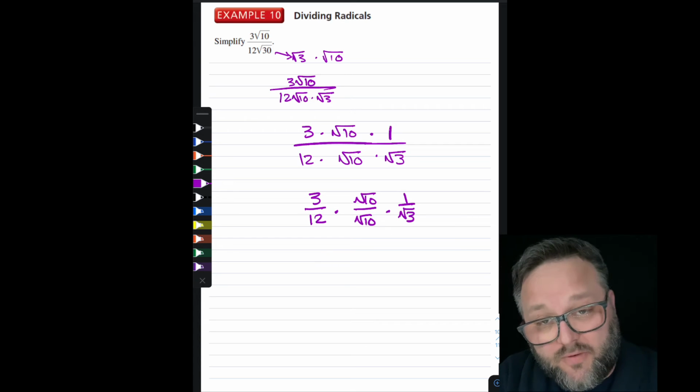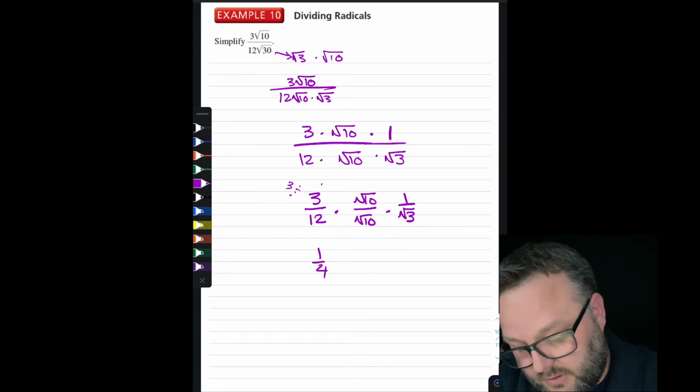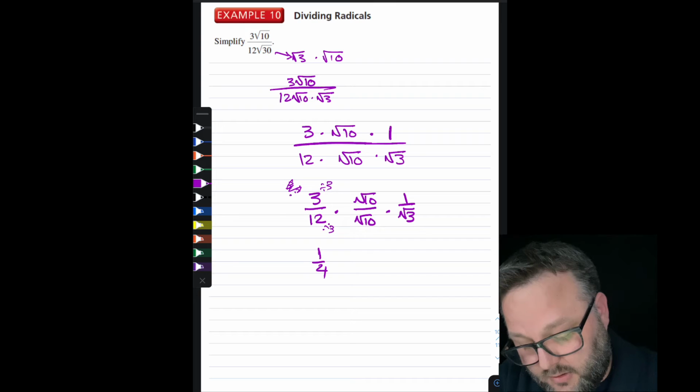Now, we can simplify 3 over 12 to be 1/4 because they share a factor of 3, so I'm going to divide each part by 3. And so 3 divided by 3 is 1. 12 divided by 3 is 4. Boom, we have our new fraction, 1/4.